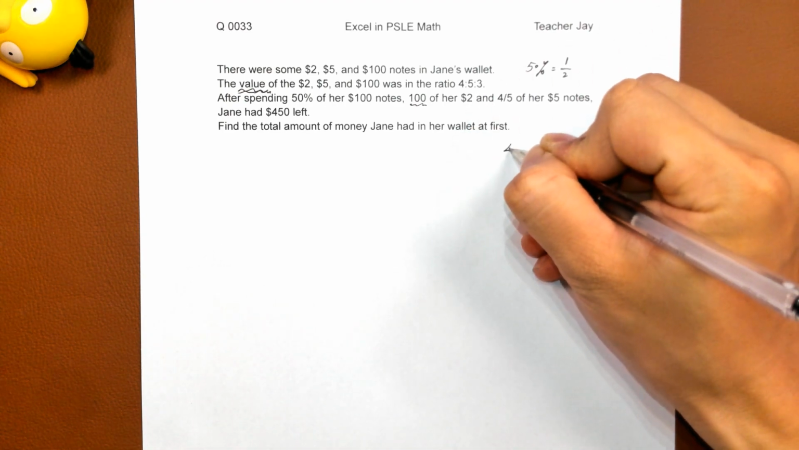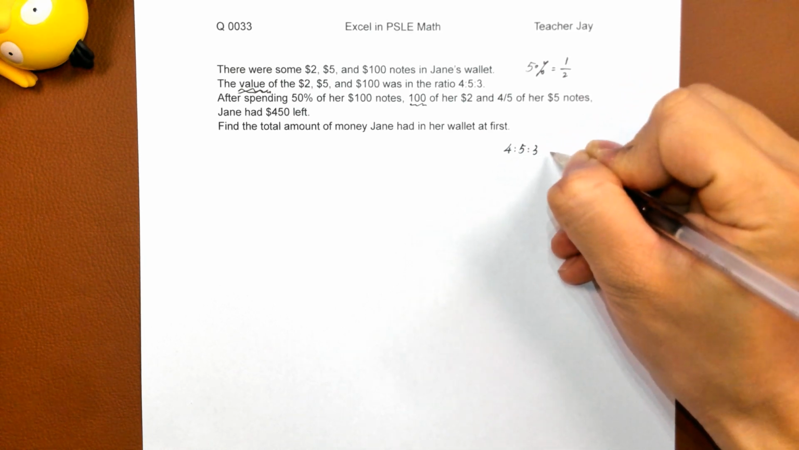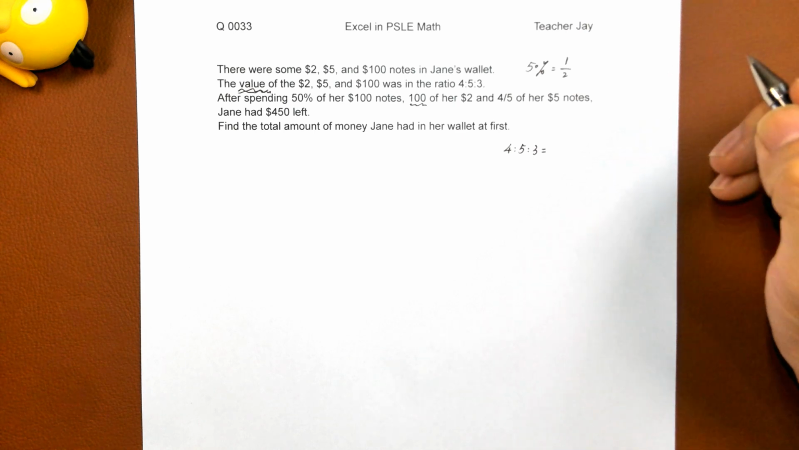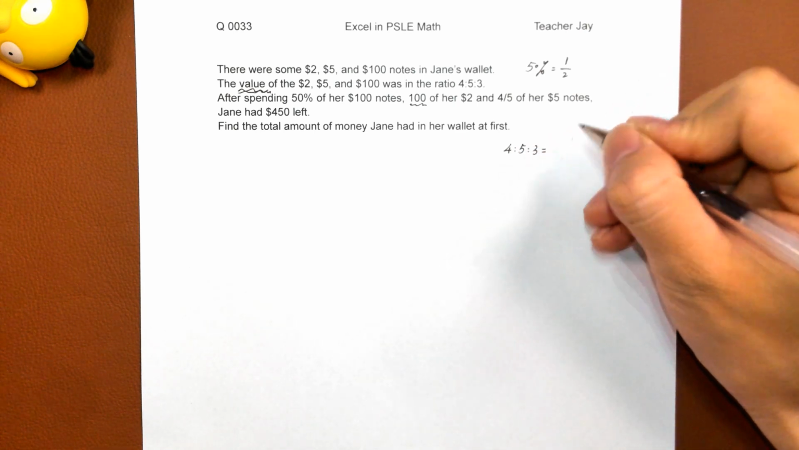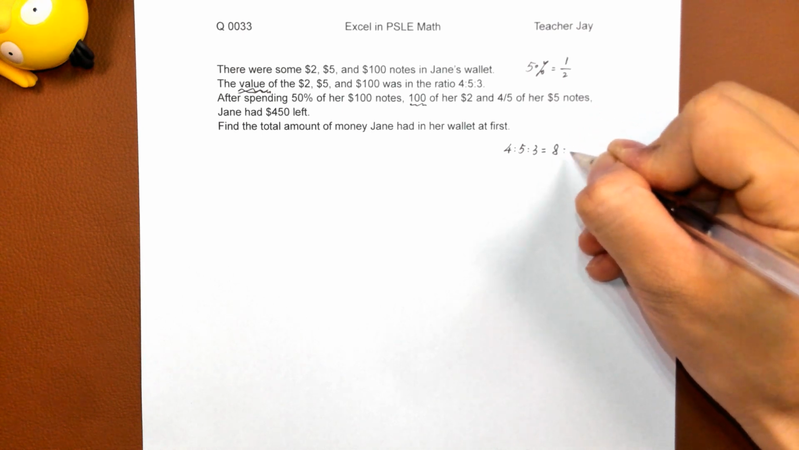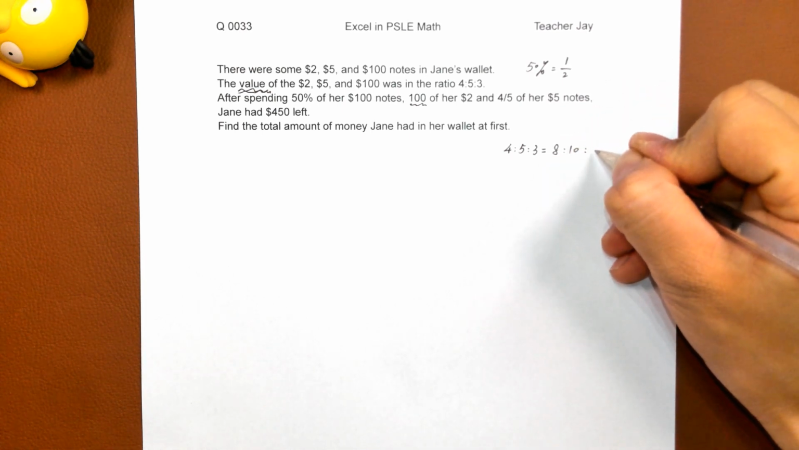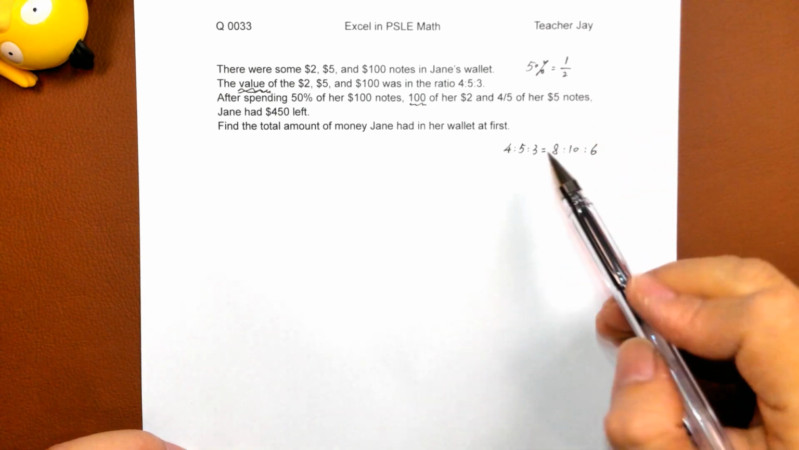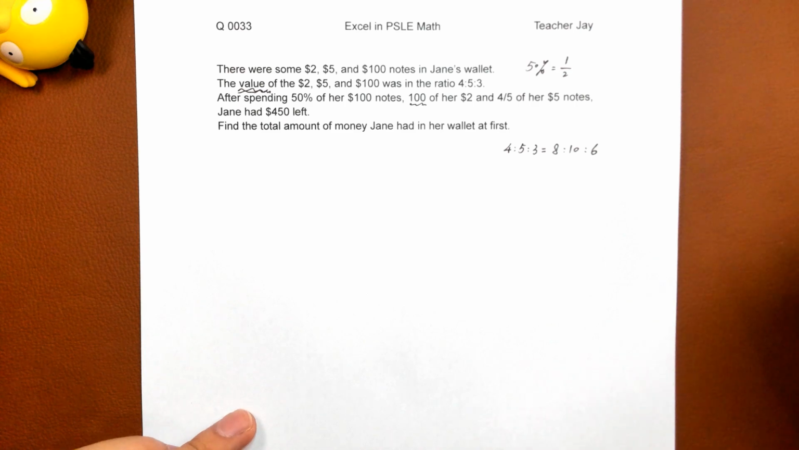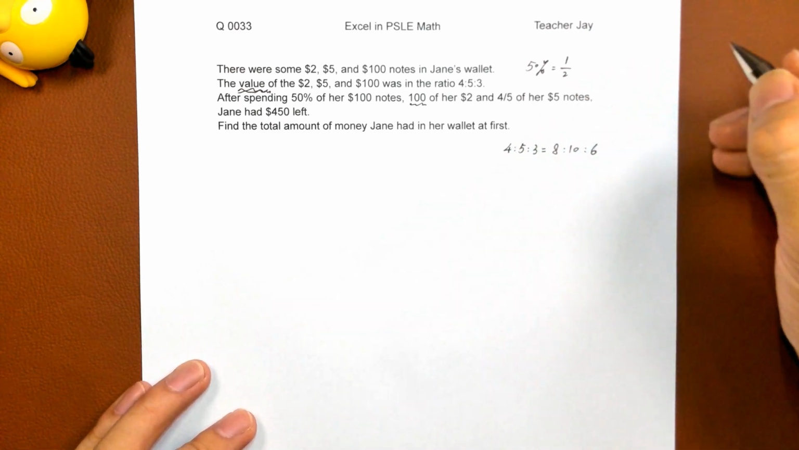So, first of all, we enlarge the ratio from 4 to 5 to 3 to 8 to 10 to 6, times 2, times 2, times 2. 我们把比例进行放大，这样子呢就方便我们进行计算了。Okay? We increase the ratio.